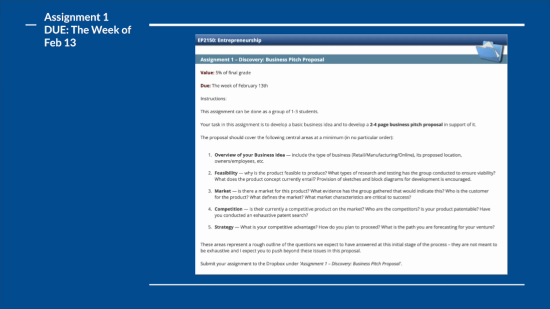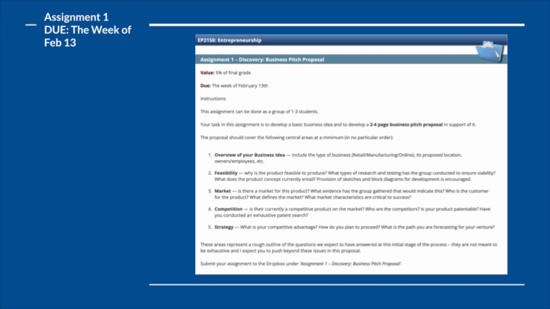What is the overview of the business idea? Demonstrate that there is feasibility in the idea. Demonstrate the market. What is the market? Who is the market? Where is the market? Evaluate the competition. What is the competition? Who is the competition?